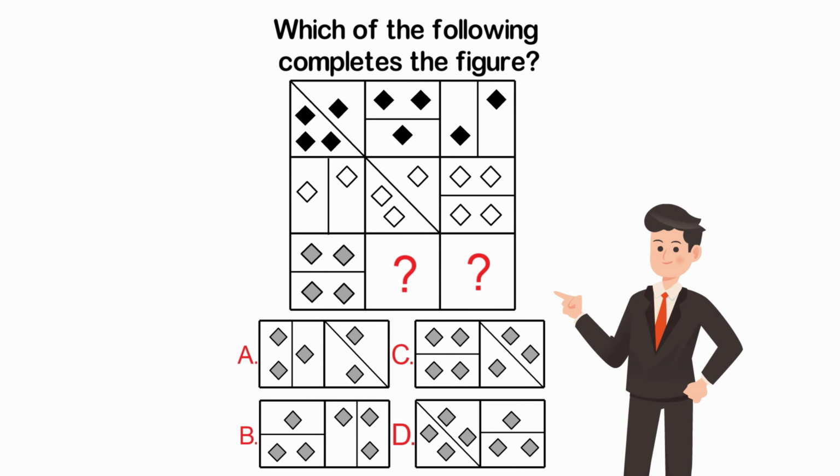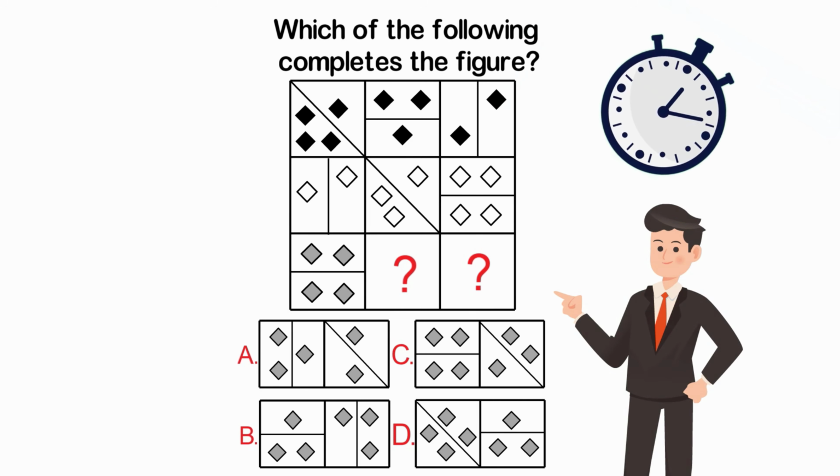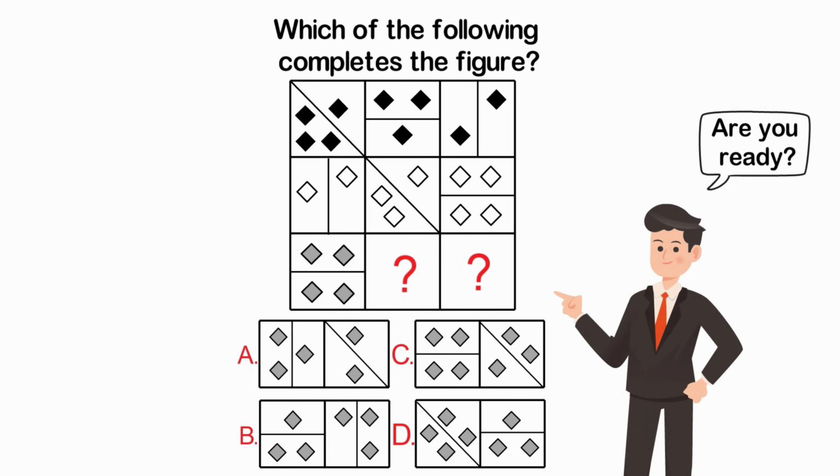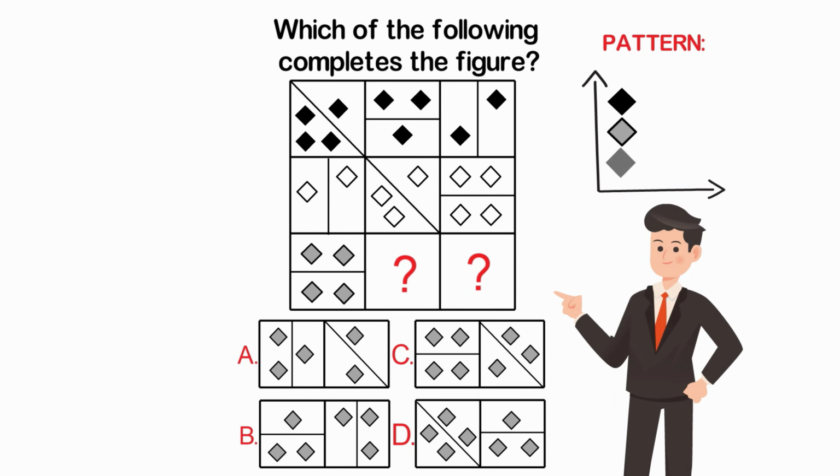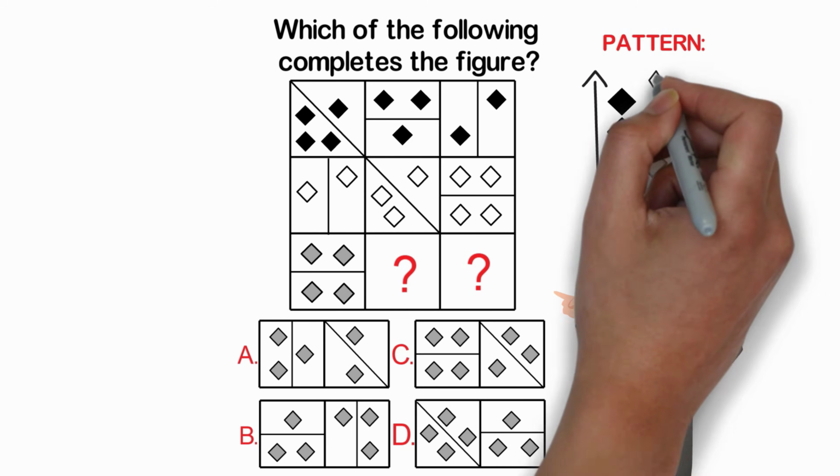Give yourself 10 to 20 seconds, maybe go to 30 seconds by pausing this video to see if you can come up with the answer on your own. Are you ready? Let's continue to see how we can get to the correct solution together. As I mentioned, the answer to this question is very simple. The pattern is represented in each row by a decreasing number of diamonds.